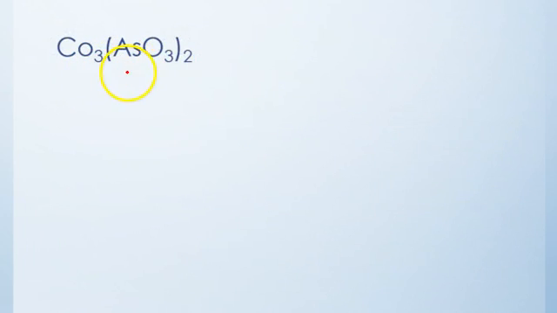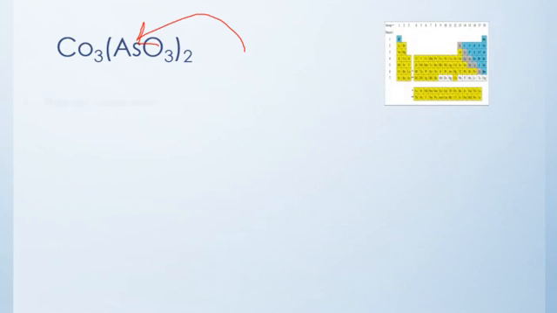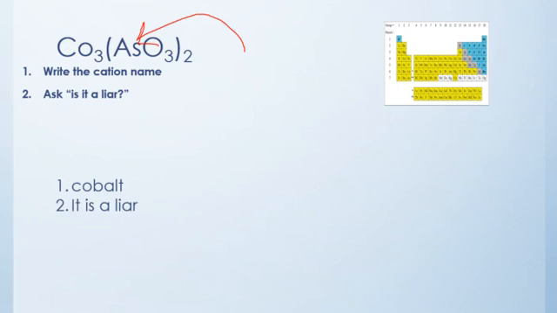So what naming system do I use here? I use the naming system that utilizes the polyatomic oxyanion list because since it is on the chart, I know it's an ion. So I write the name of the cation. It's cobalt. I ask, is cobalt a liar? The answer to that question is yeah. When I go look at cobalt, it has more than one common oxidation number.